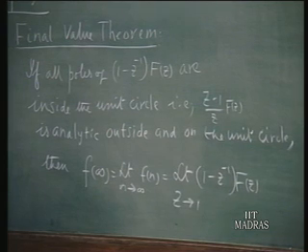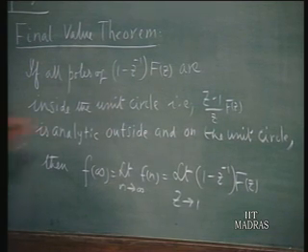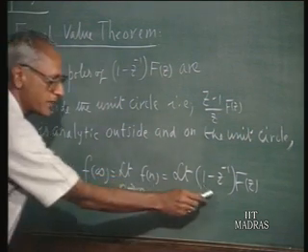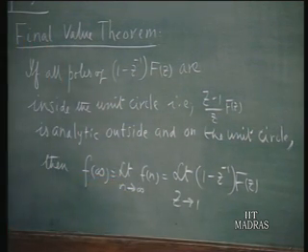The conditions required are that 1 minus z power minus 1 times F of z should not have any poles outside the unit circle, and even on the unit circle itself. So provided all the poles of this are inside the unit circle, then the final value of f of n is given by this expression. The proof of that will be constructed in the next lecture, but we can notice that this is the counterpart of the final value theorem that we had in the continuous time situation.